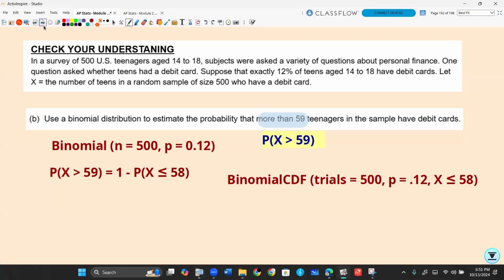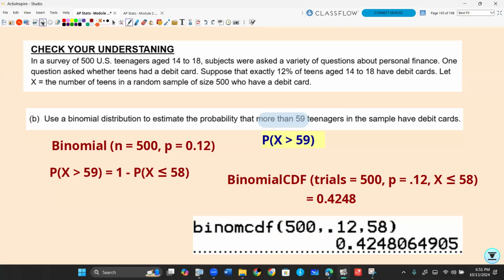Here's the work. It's a binomial CDF, less than or equal to 58. What you have here is what you should write down when you're doing this work. You're not going to use the binomial formula. That's way too much to use a formula. But you have to write your inputs from your calculator. Don't just write binomial CDF with some numbers, comma, number, comma, number. Put the whole word for your input to get credit, including this less than or equal to. Don't just put equal. So anyway, you're going to get 0.4248. You're going to subtract that from one, and you're going to get 0.5752.